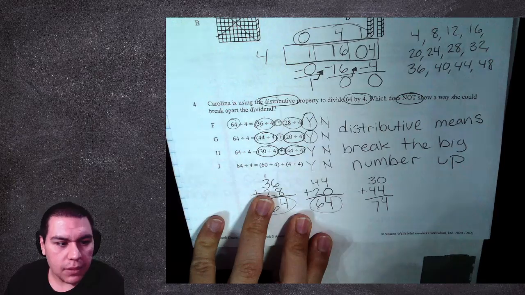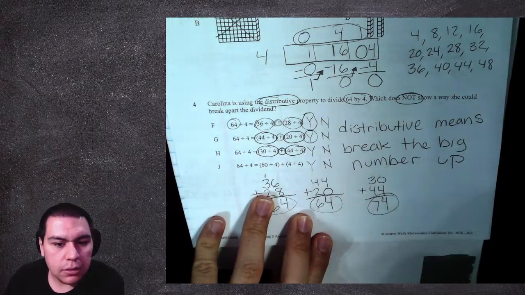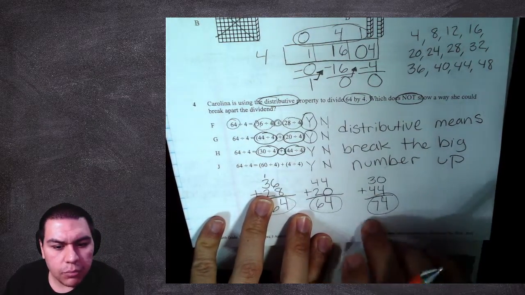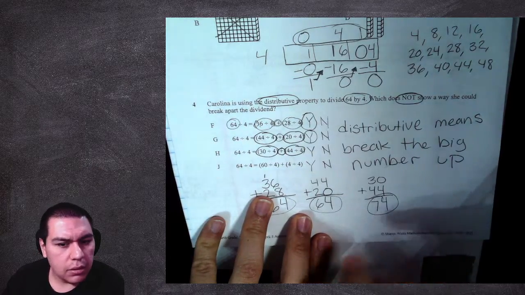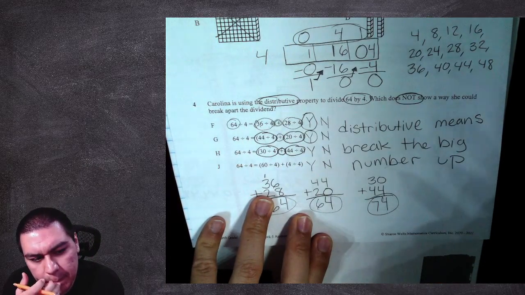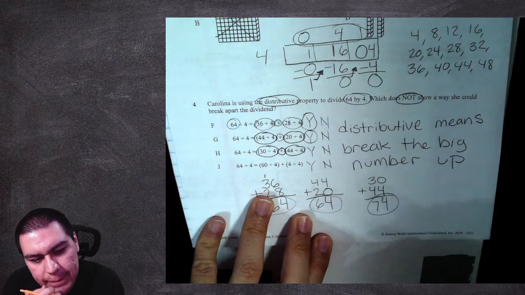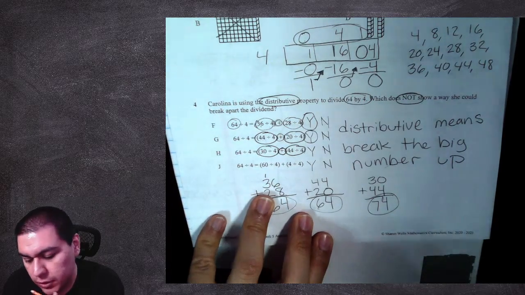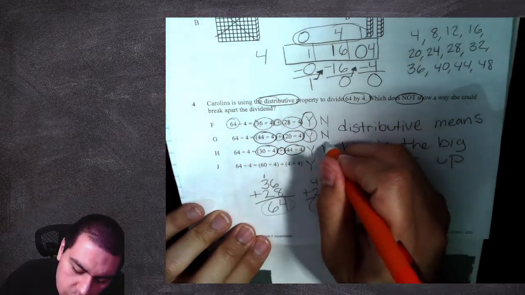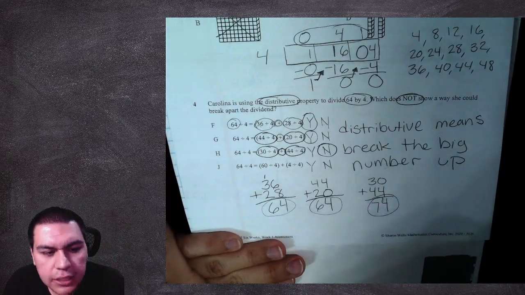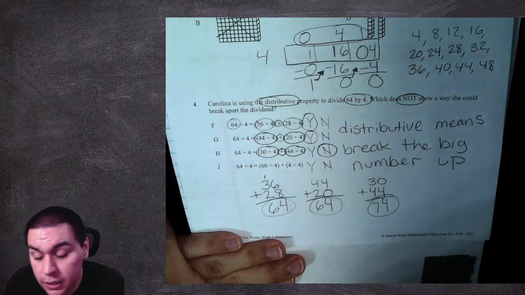74. Is that the number that I wanted? Is that the number I started with? Kylie? No. So this one? No. They didn't do it correctly. I end up with too much.